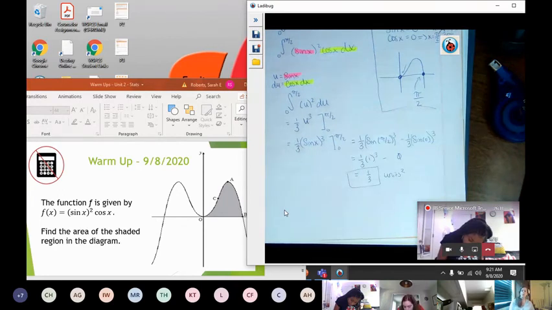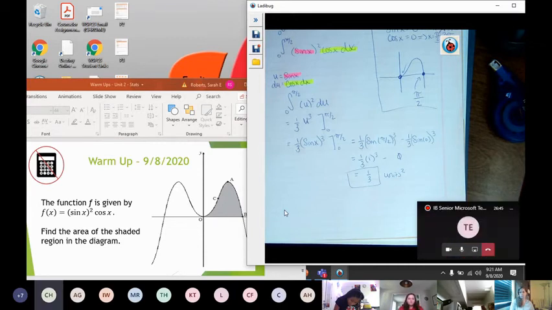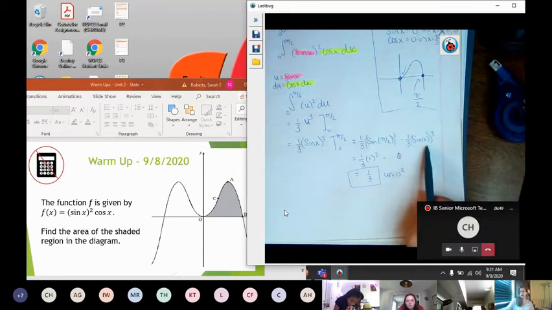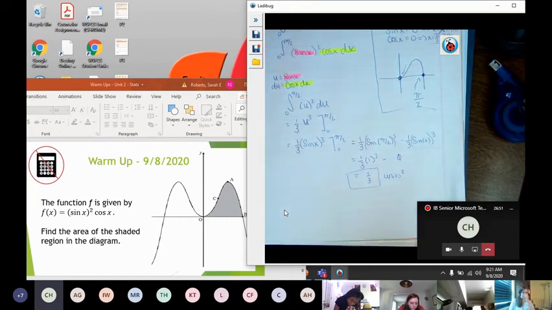All right, so that is the whole warm up. What questions do you guys have? I thought it was sine of 0 and not just 0. Right, but sine of 0 is 0. Oh, 0. Okay. Any other questions?